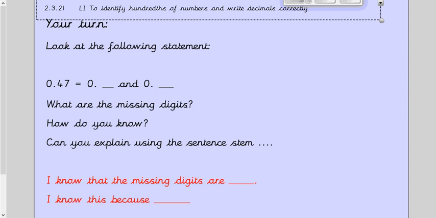So now it's time for you to have a go at that. If you've got someone at home, then great, explain it to them using the sentence stems. If not, then maybe just think about it to yourself, or even write it down. Write down what it would be if you partitioned it. And then we'll go through it together.